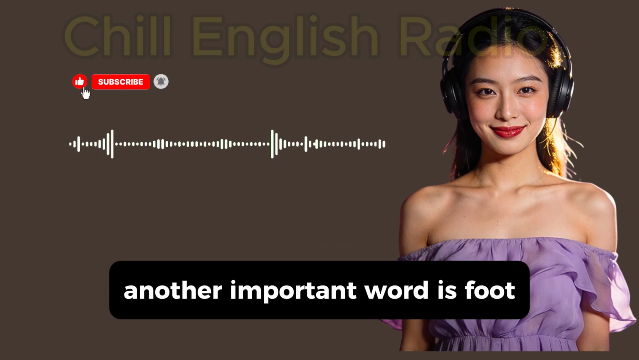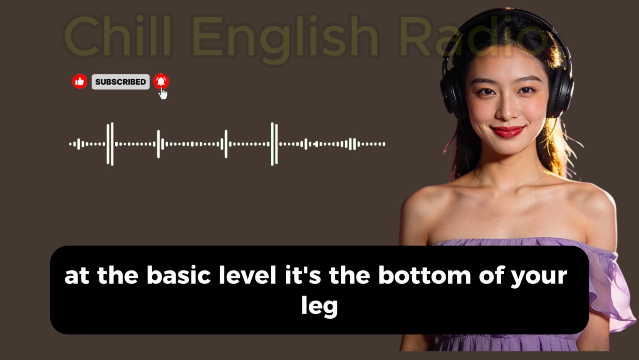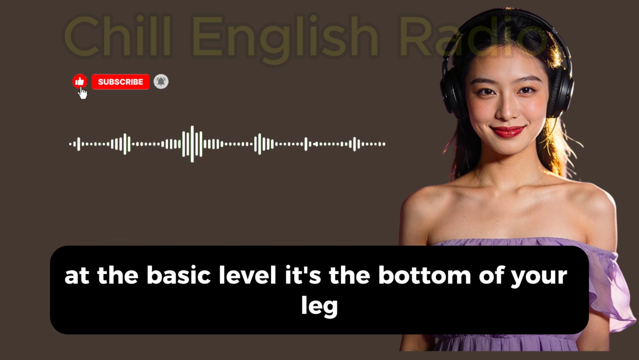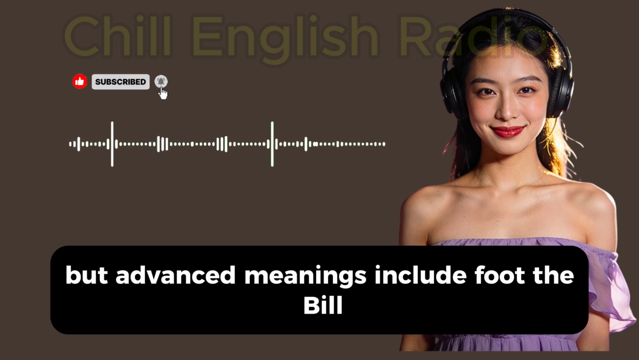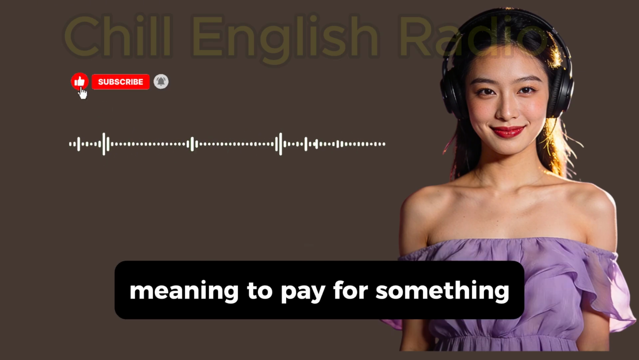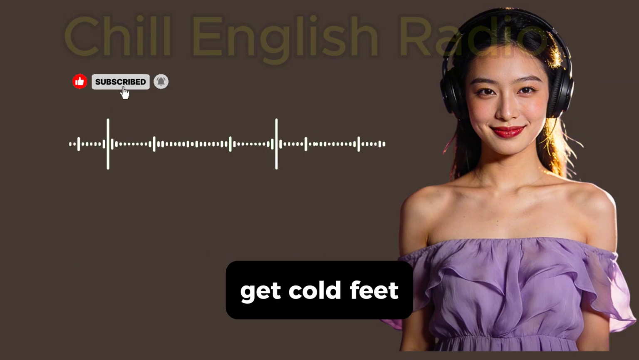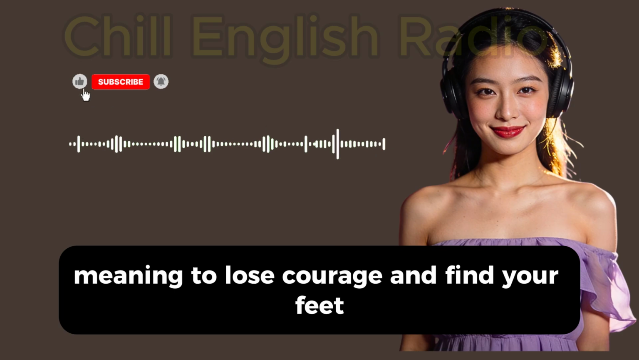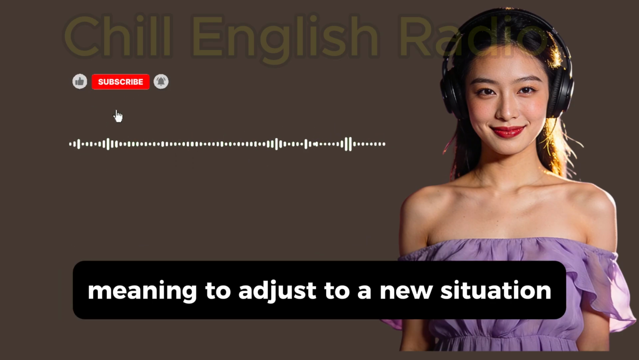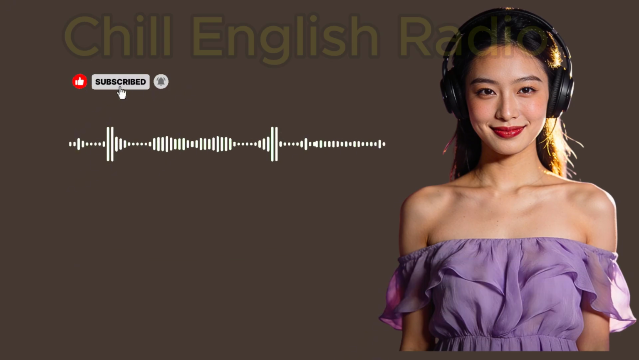Another important word is foot. At the basic level, it's the bottom of your leg. But advanced meanings include foot the bill, meaning to pay for something. Put your foot down, meaning to be firm. Get cold feet, meaning to lose courage. And find your feet, meaning to adjust to a new situation.